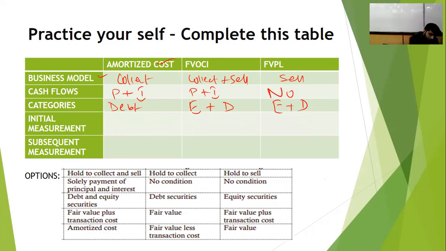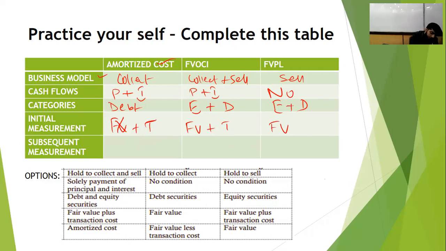Initial measurement. Amortized cost is initially recorded at fair value plus transaction cost. Fair value through OCI is equally recorded. Amortized cost is not recorded at the fair value, it is recorded at the fair value plus transaction cost. Fair value through OCI is also recorded at the fair value plus transaction cost. But in fair value through PNL, we recognize the investment at fair value, no transaction cost is capitalized.